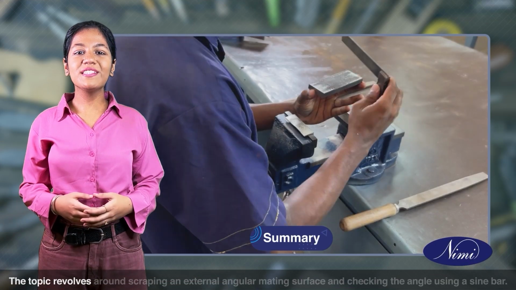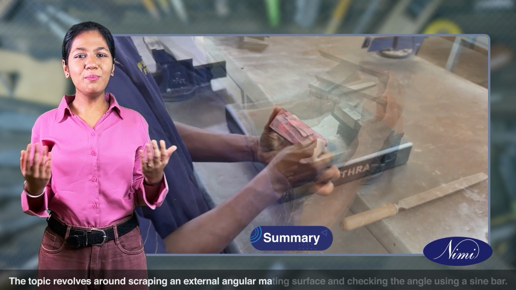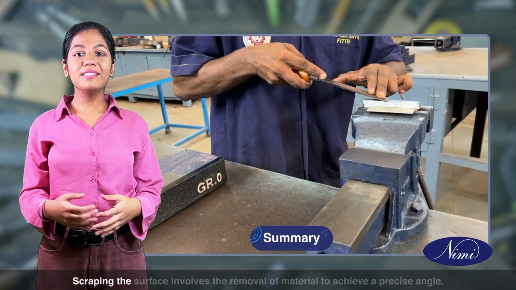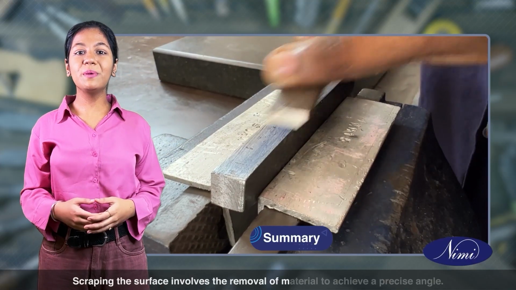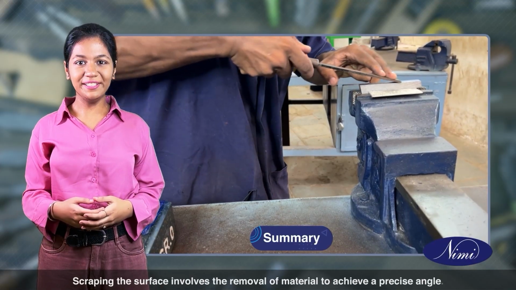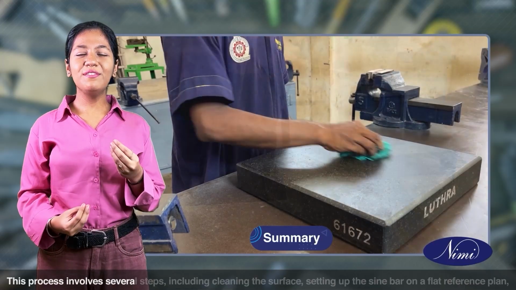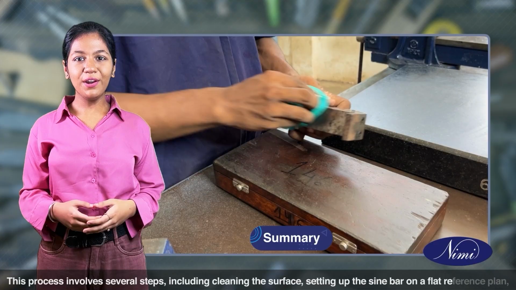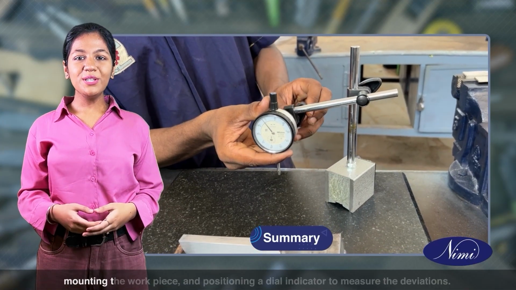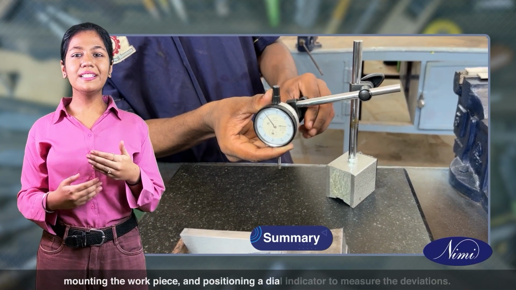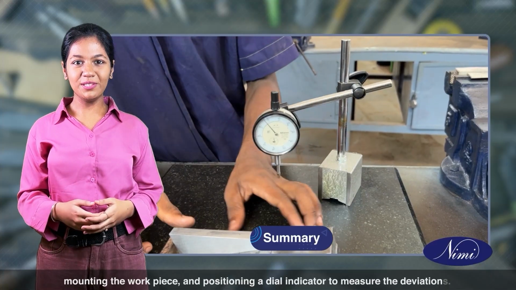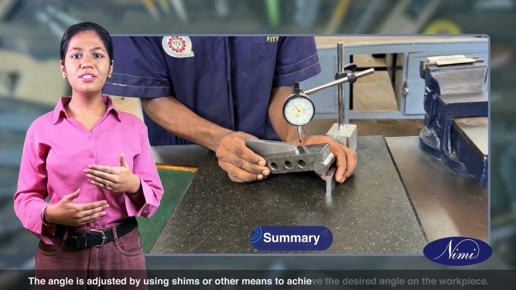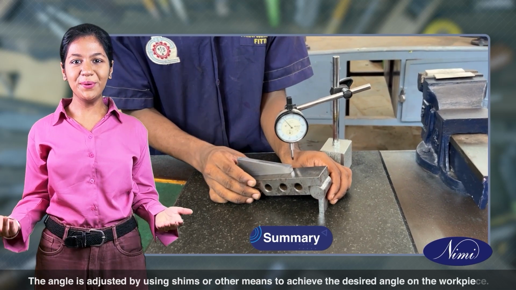The topic revolves around scraping an external angular mating surface and checking the angle using a sine bar. Scraping the surface involves the removal of material to achieve a precise angle. This process involves several steps including cleaning the surface, setting up the sine bar on a flat reference plane, mounting the workpiece and positioning a dial indicator to measure the deviations. The angle is adjusted by using shims or other means to achieve the desired angle on the workpiece.